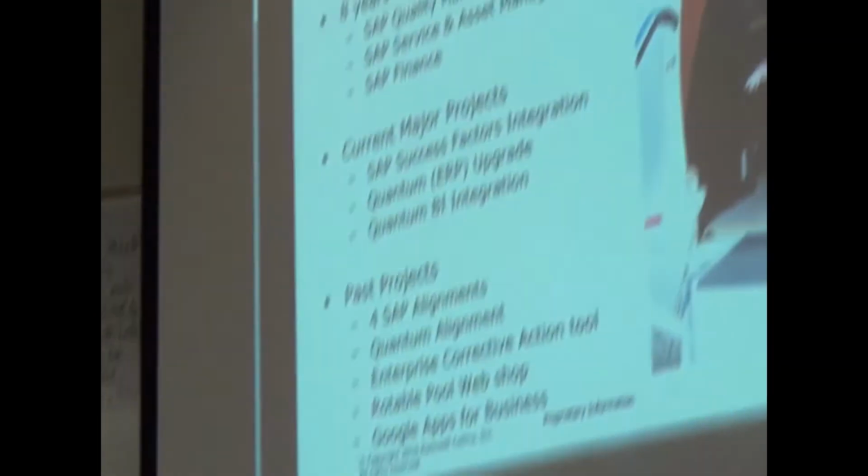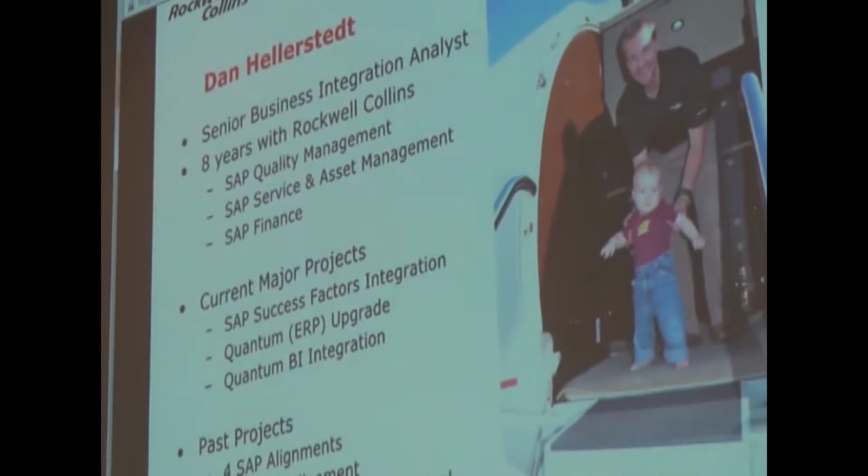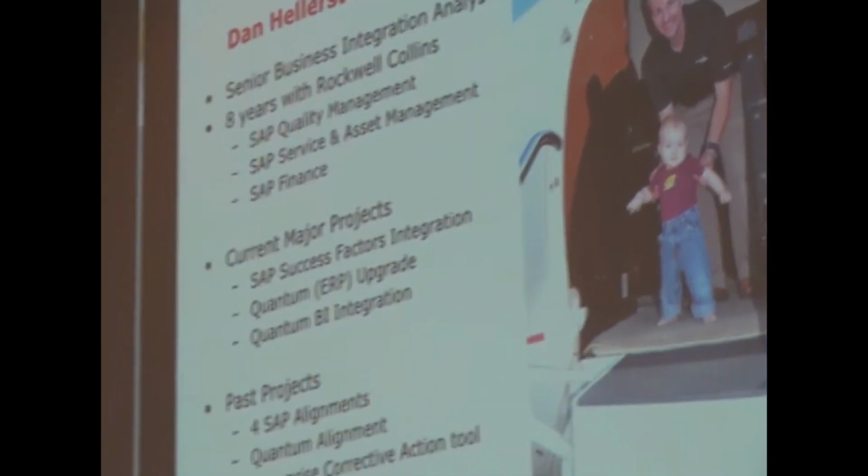A couple of my past projects, we did 4 alignments. I did 4 alignments. We've done, in the last 8 years, probably 15 alignments. Now, what I call alignments is Rockwell Collins has decided to acquire other businesses because they fit our portfolio. So they might be a radio manufacturer in Calexico, California. They might be a heads-up display manufacturer.